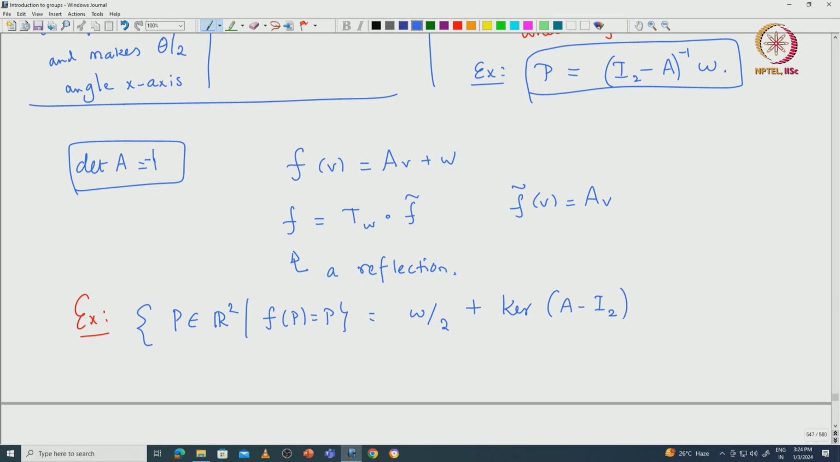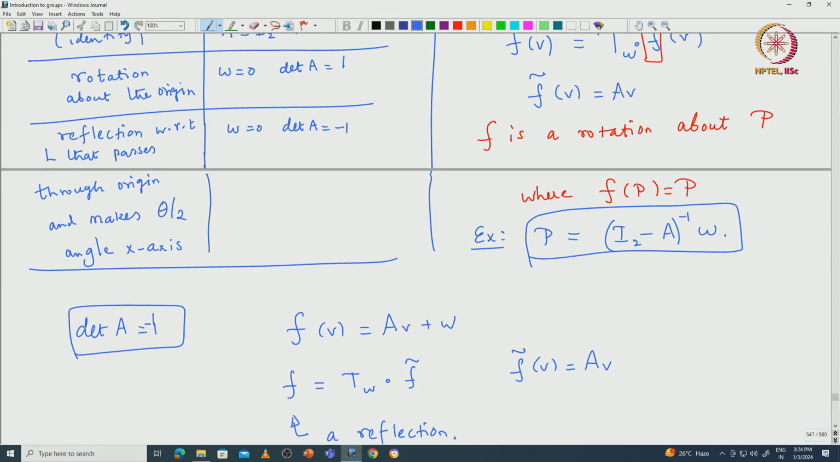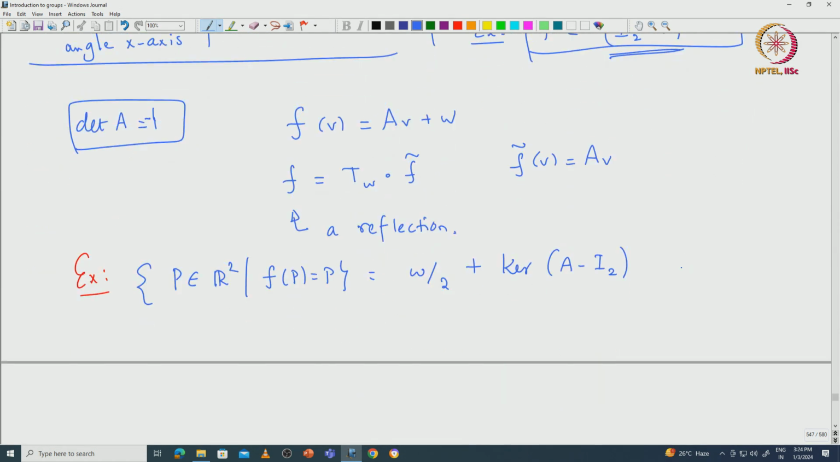So, note that this kernel of A minus I2 is going to be a line, because in this case A minus I2 will not be an invertible map, but in the previous case it is an invertible map. So, here it is not an invertible map. A minus I2 is not invertible. And it is also not the 0 map. Okay. So, A is being non-identity. So, it is not the 0 map. So, in particular the kernel will have dimension 1.